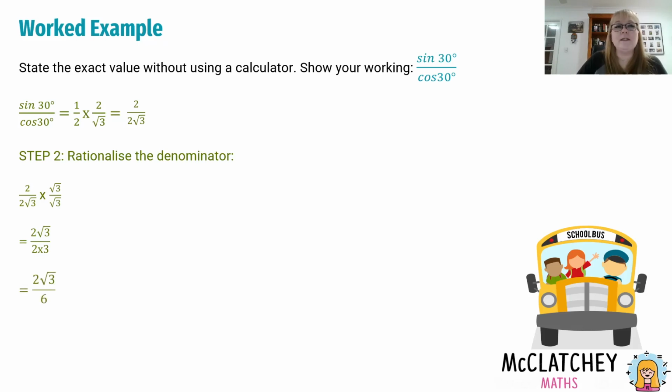And our final step here is now to simplify the fraction of 2/6 into 1/3. So it becomes root 3 over 3. In fact, you could have probably at this stage here simplified your fraction to 1 over root 3, but it's easier just to follow that through to the end.